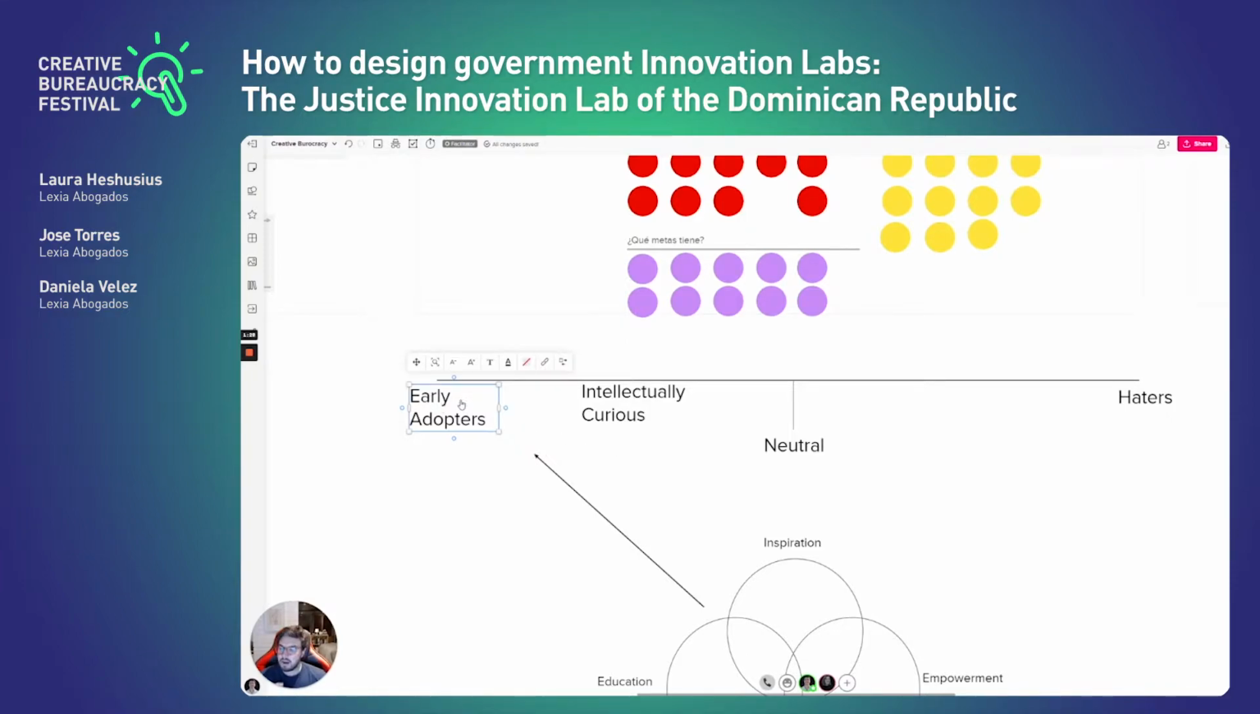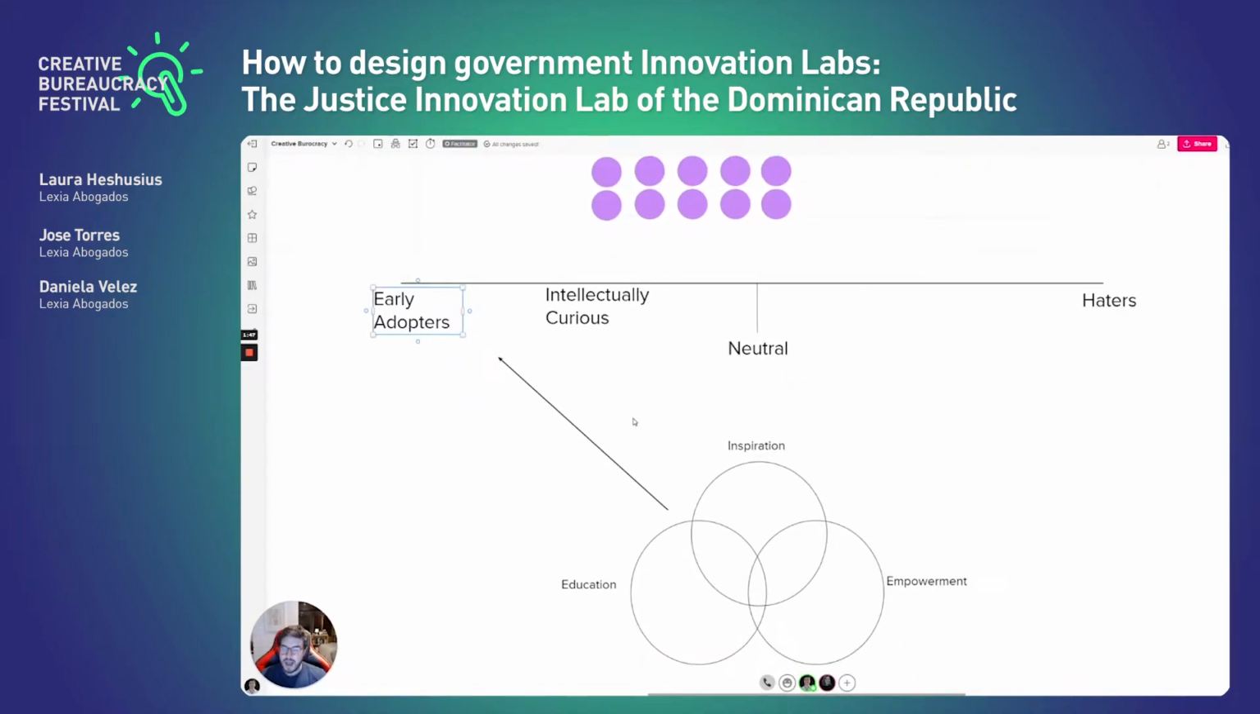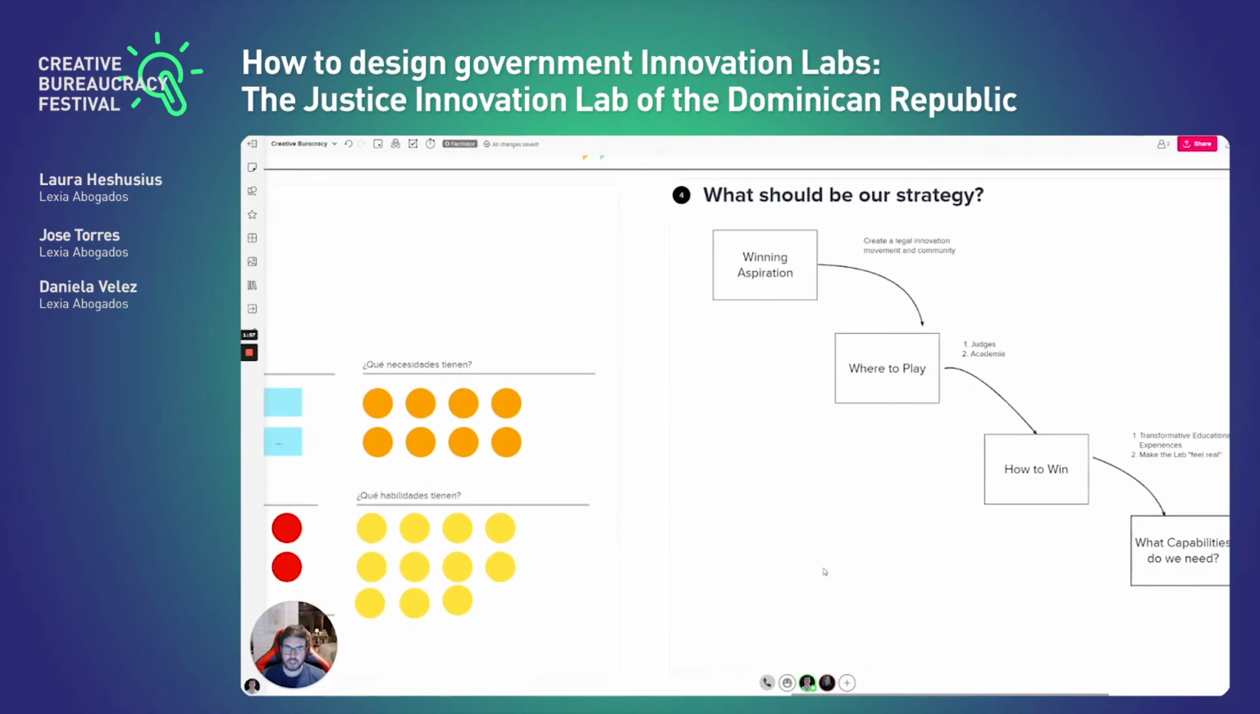We decided that the target users would be these two, because these two would help us change mindsets, build a community around legal innovation, and we realized that more than using artificial intelligence and blockchain and whatnot, what we really needed to do was to change mindsets and build a community. And we did that with these two personas of judges. And we created a value proposition for them that was around education, inspiration, and empowerment. And with these principles, we set out to craft our strategy.